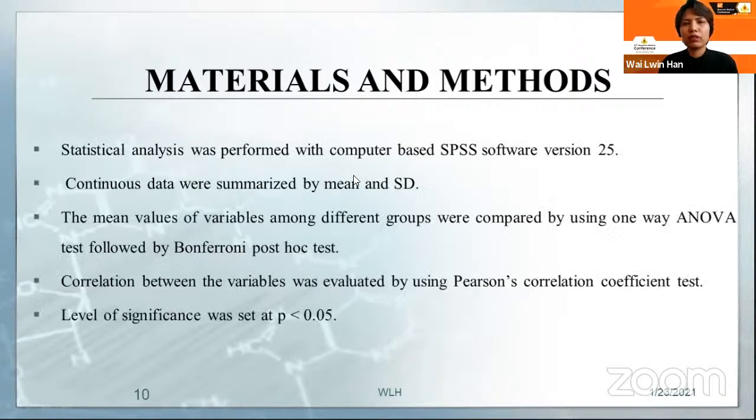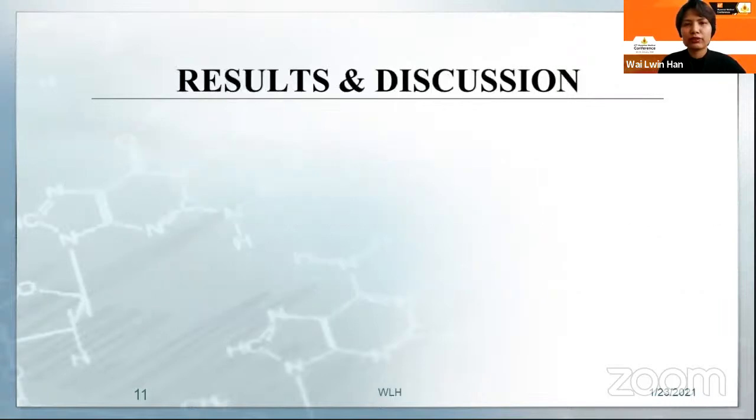Statistical analysis was performed with computer-based SPSS software. Continuous data were summarized by mean and SD. The mean values of variables among different groups were compared by using the one-way ANOVA test, followed by the Bonferroni post-hoc test. Correlation between the variables was evaluated by using the Pearson correlation coefficient test. Levels of significance were set at P less than 0.05.